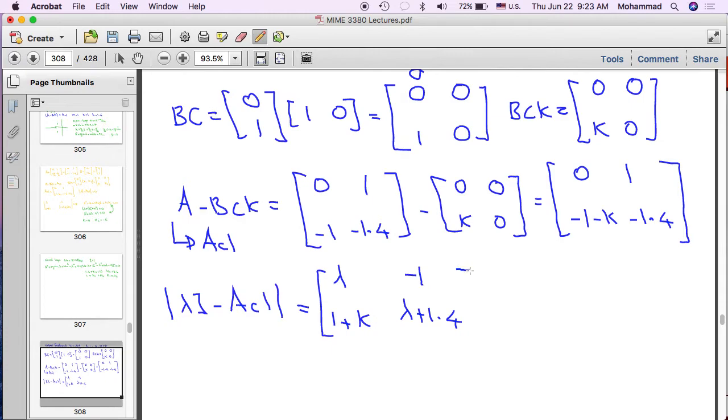So this is the matrix, and we are going to look at its determinant. The determinant is going to be lambda squared plus 1.4 lambda plus 1 plus K equals 0. Yes, for that 1.4, where did we get it?